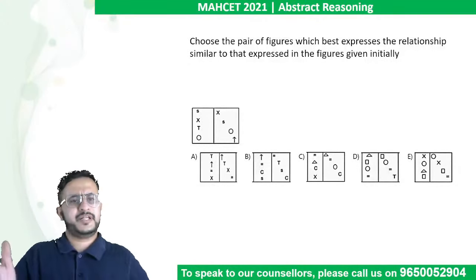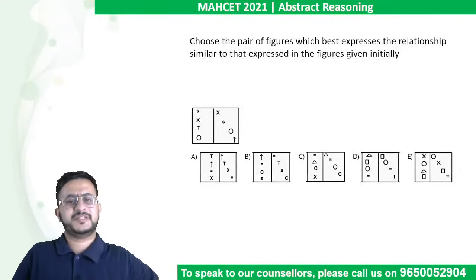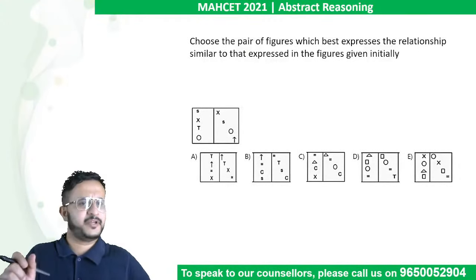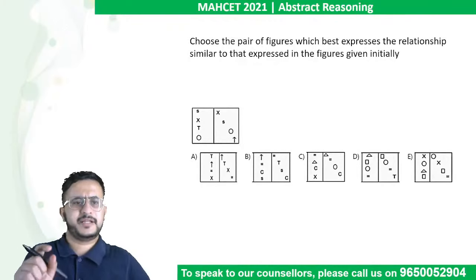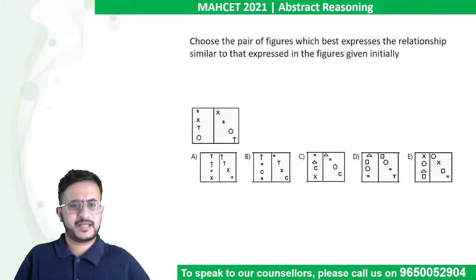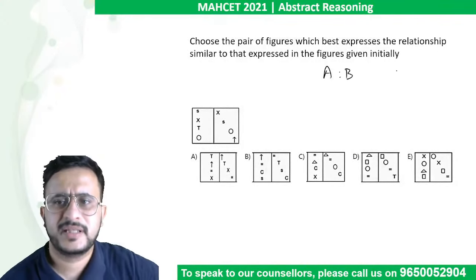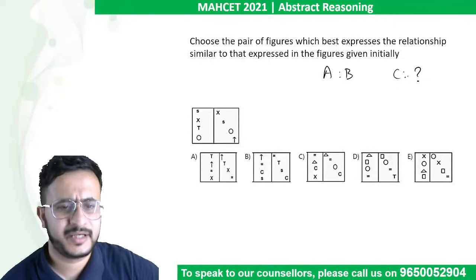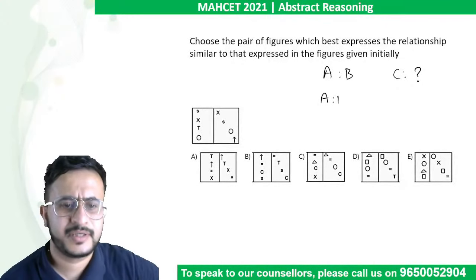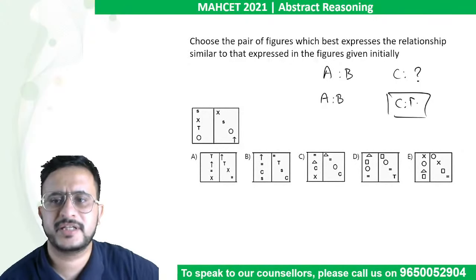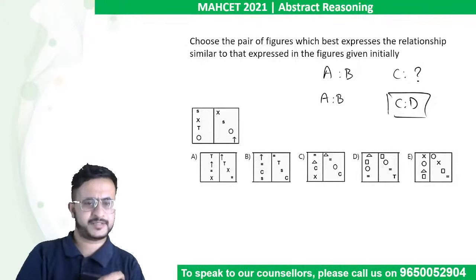Okay, so now let us do the next variety of question. There is another variety of question in which you have to choose a pair of figures, right? You are given a pair of figures and you have to choose a pair that shows the same relation. It is like an analogy. In analogy, they give you A is to B, and they ask you C is to D. I mean, they will ask for both the parts.